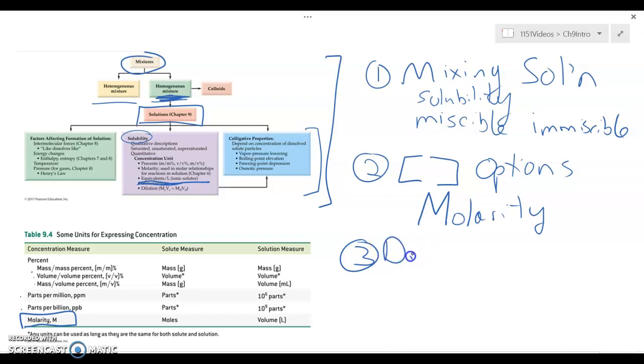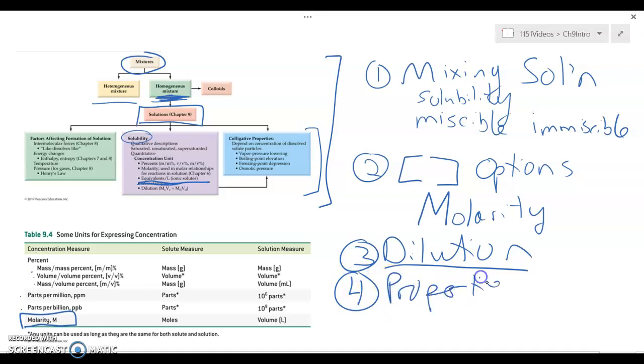The third thing that we're going to look at is dilution. Oftentimes we might have a stock solution, in other words, something that's really high concentration. Like diabetics might have insulin, a bigger concentrated solution. They don't want to take that much insulin, so they might mix it with some saline solution, and that would be an example of a dilution. So there's a formula for that and some mathematical calculation that you're going to need to know how to do for dilution. The last part is really looking at properties of solutions.